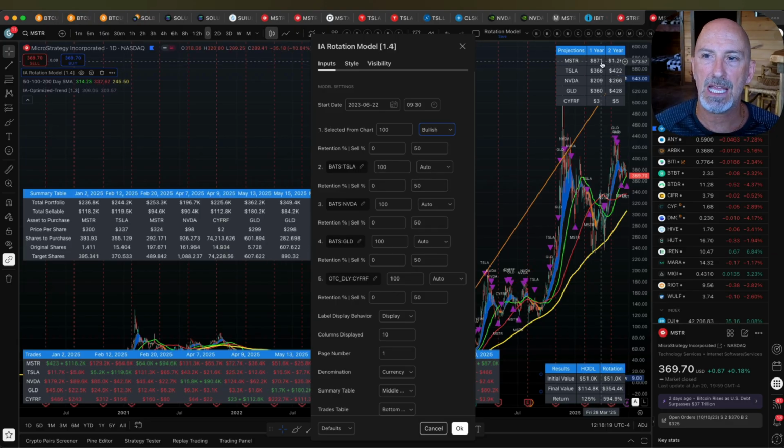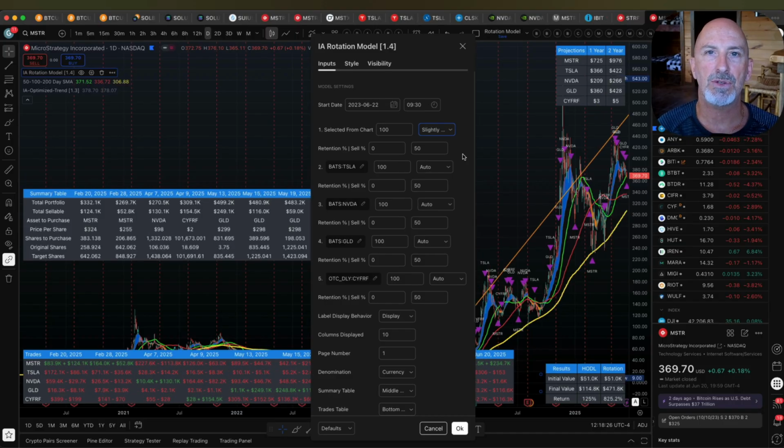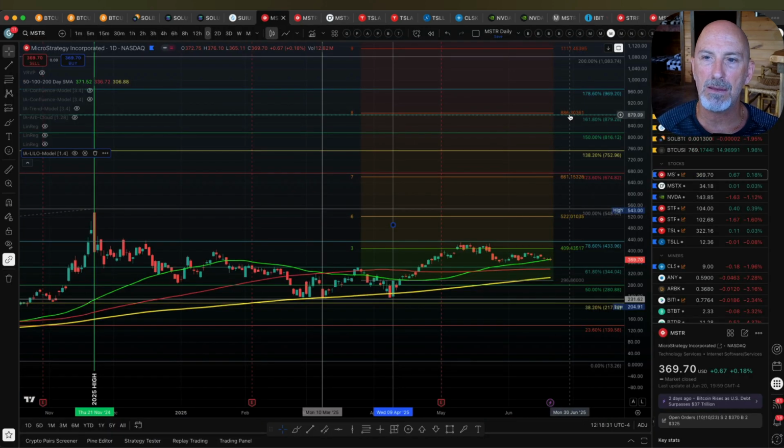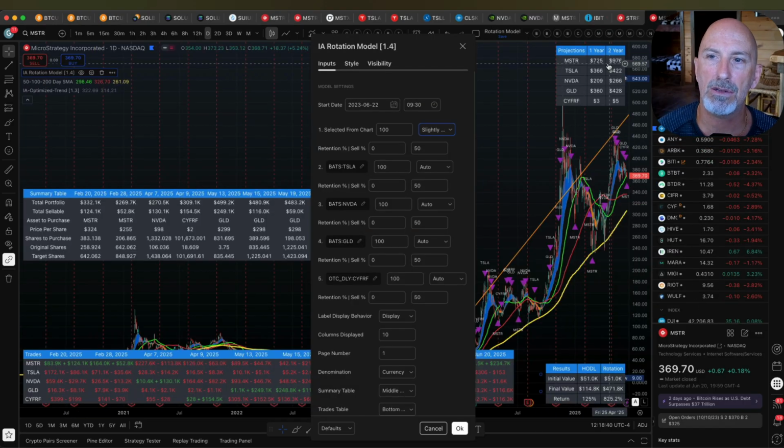Bullish takes it to 871, slightly higher than I wanted. So I'm going to go slightly bullish. That puts it at 725. 725, again, just going back and forth. 725 is right in the middle of 661 and 886. So for my rotation model, I'm comfortable with that on MicroStrategy.